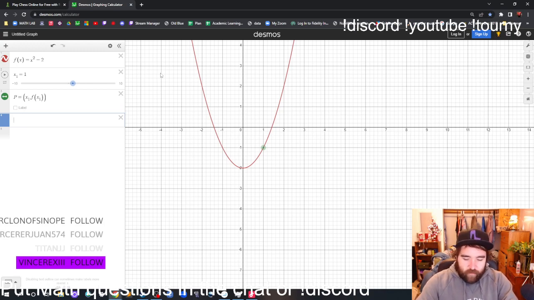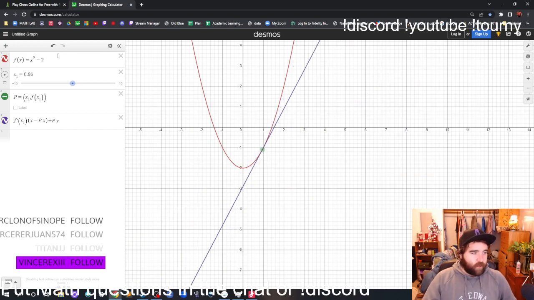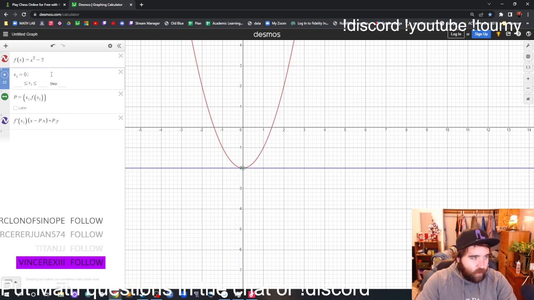I need to take the derivative. I don't actually need to separately define that. Desmos can very nicely understand what f prime means. So I can say f prime of x1 times x minus x1. Oh, right, that's the whole reason I did p.x, plus p.y. So there we go. Now I can drag this point around, and that'll allow me to drag our tangent line around. Beautiful. But that's not what I want right now.